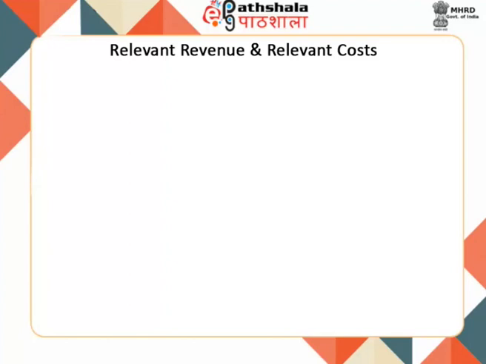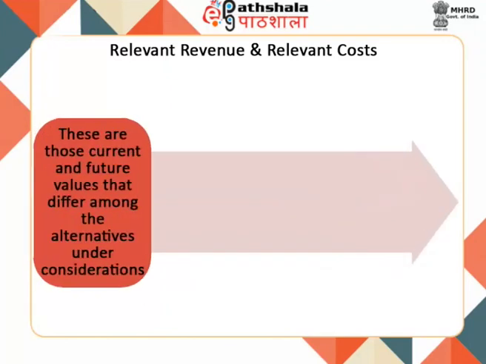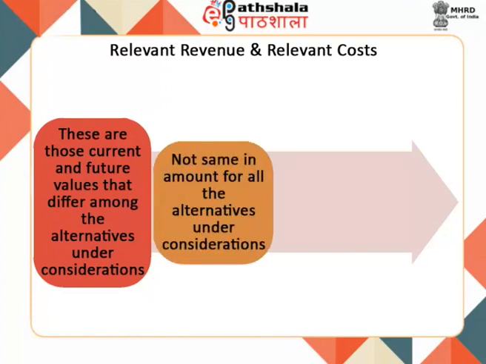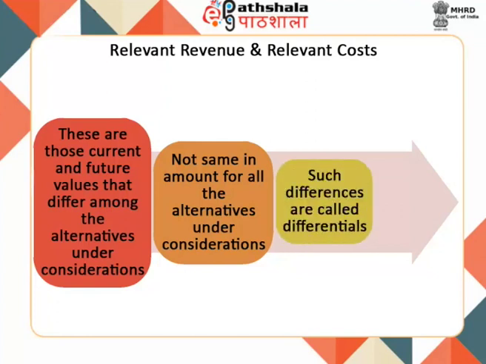Relevant costs and relevant revenues are those current and future values that differ among the alternatives under consideration. These are not the same in amount for all the alternatives under consideration. There are differences between the alternatives, and the amount of such differences are called differentials. Thus, relevant costs and revenues are also called differential costs and revenues.